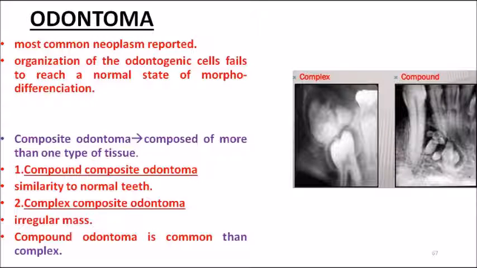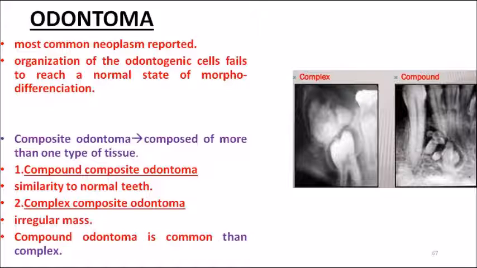Now coming on to the next important MCQ, that is odontoma. When I taught you about ameloblastoma, I had told you ameloblastoma is the second most common type of odontogenic tumor. So which is the first common variety? It is odontoma. So odontoma is the most common neoplasm which is reported till now, and it is actually an organization of odontogenic cells that fail to reach a normal state of morphodifferentiation. That is, there is no proper formation of enamel or dentine or pulp. Okay, there is no organized formation.